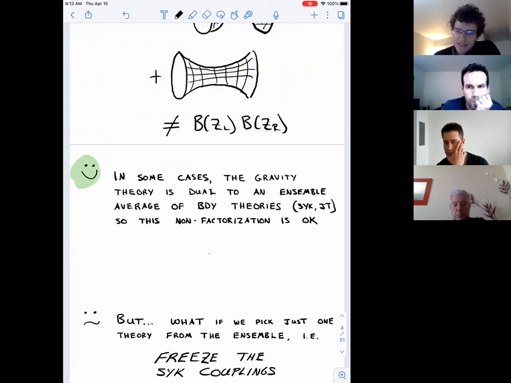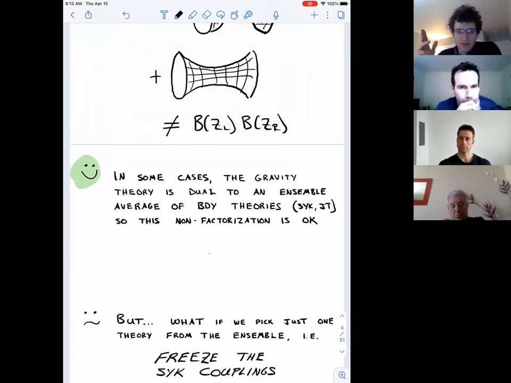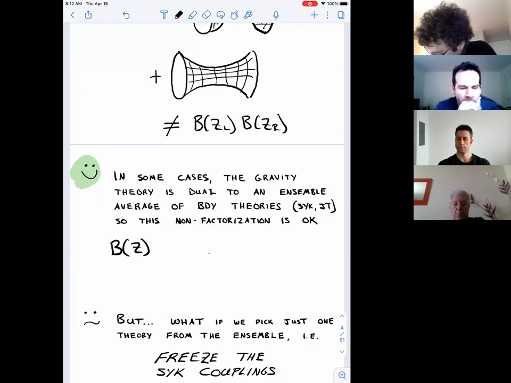Which is the following. In some cases where these space-time wormholes have been discussed, the gravity theory where the wormholes exist, the bulk theory, is actually not dual to a specific quantum system. It's dual to an ensemble average of different boundary theories. So that's true in what's called the SYK model, Sachdev-Ye-Kitaev model, and also in JT gravity, Jackiw-Teitelboim gravity. And in that kind of setting, non-factorization is okay. It's okay because you interpret B of some quantity Z as being an ensemble average of that quantity over some set of couplings that I'll call J.